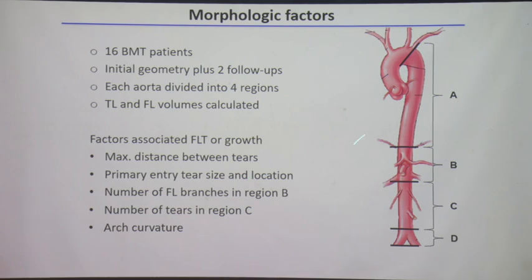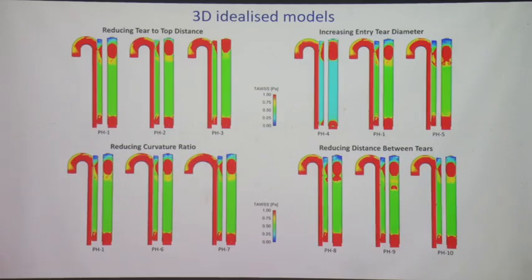So we use our model to examine these features, and I'll just show you a few examples. We start with the idealized model, the one on the top left side. All of these models have two tears, one at the top and one at the bottom, and they differ in the tear to top distance.